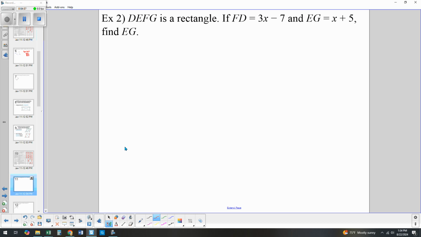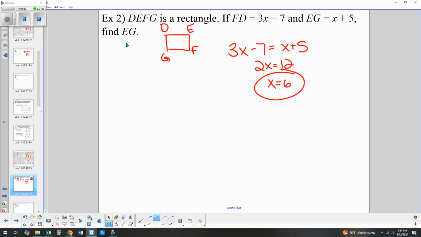Example 2, DEFG is a rectangle. They're giving me the length of FD and the length of EG. So if I look at the letters here, D, E, F, G, they're giving me FD and EG. They're telling me the diagonals. And in rectangles, those are congruent. So I could set 3x minus 7 equal to x plus 5 and get x is 6. And if we want to find EG, we're going to plug 6 in there. So EG would equal 11.